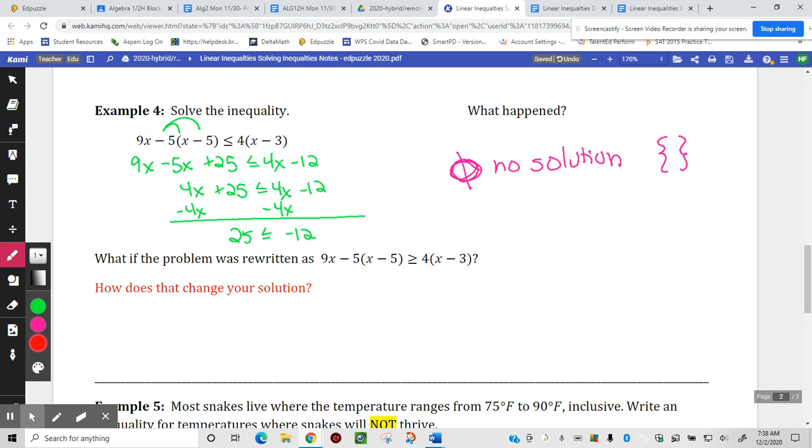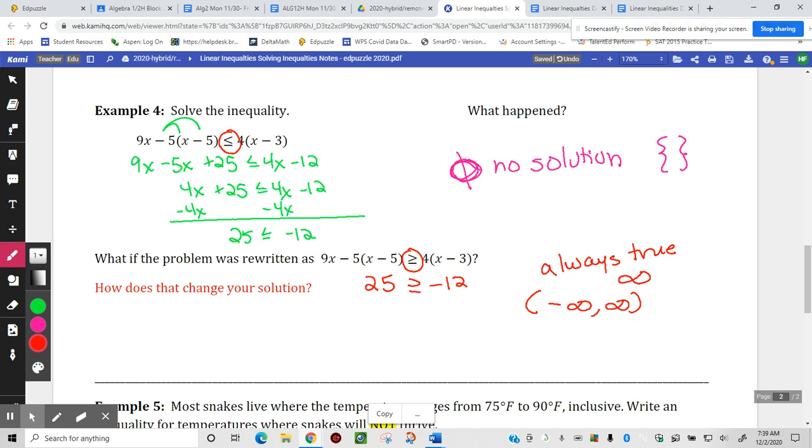Now, what happens if I change this original? Look what I changed here. What happens if I change this exact same thing and I end up with 25 is greater than or equal to negative 12? What's going to happen to your solution for this? Of course, this is always true, right? Okay, it's always true. There's an infinite amount of solutions. With interval notation, you can write it like this: parentheses, negative infinity, infinity. Okay, so it's always true. Everything will work here.